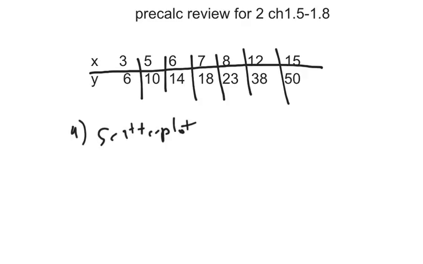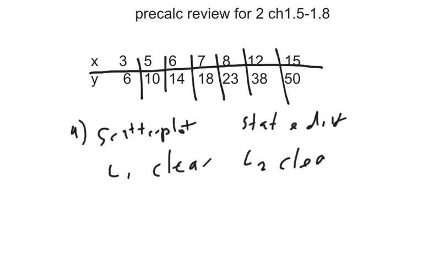So, in L1, you're going to do stat, edit, and then when you highlight L1, you're going to hit clear, and you're going to highlight L2, and you're going to hit clear, and you plug in the points in L1 and L2. After you're done putting it in, you're going to do second, y equals, and you hit enter twice to turn on your stat plot, and it should say L1 and L2.